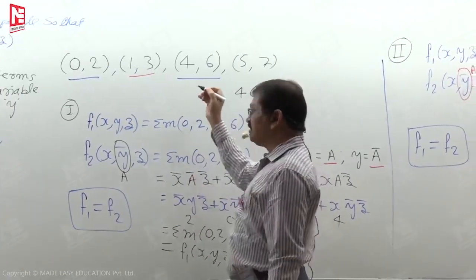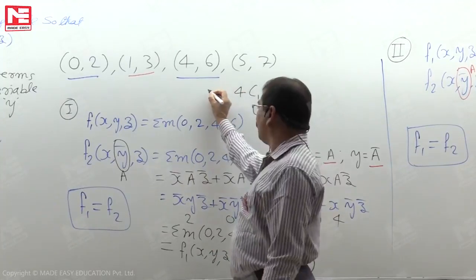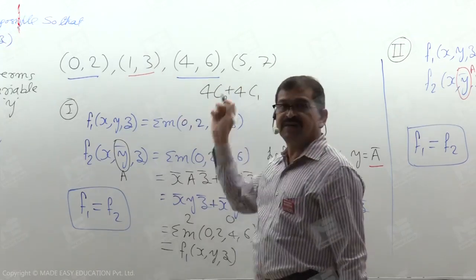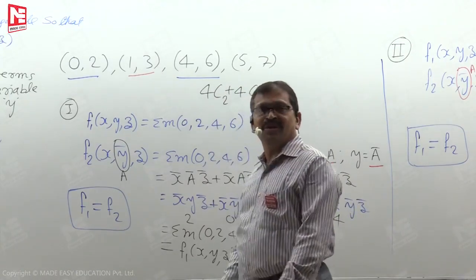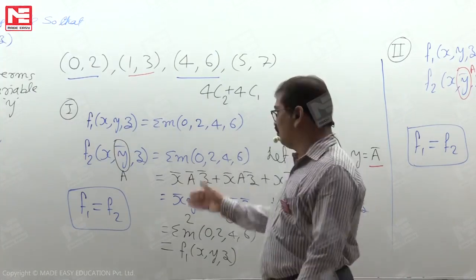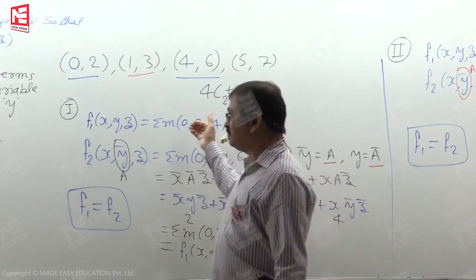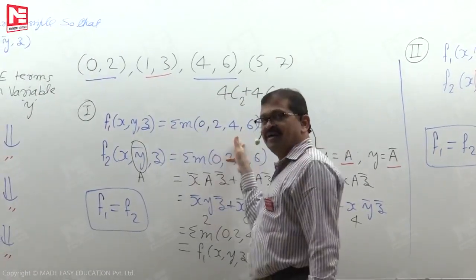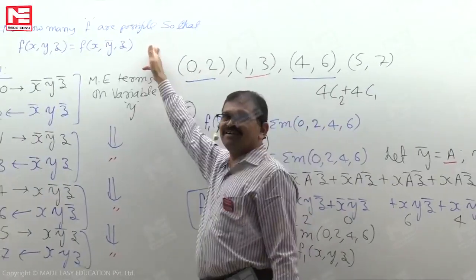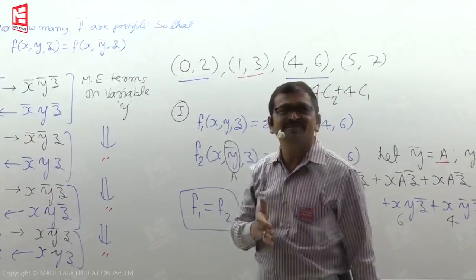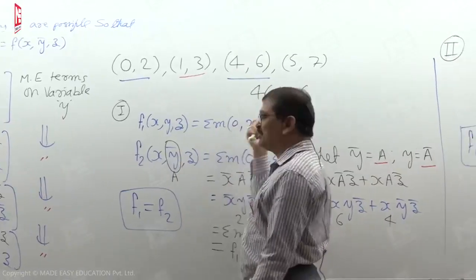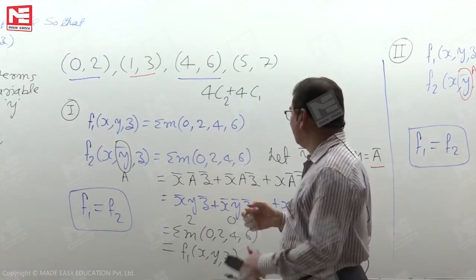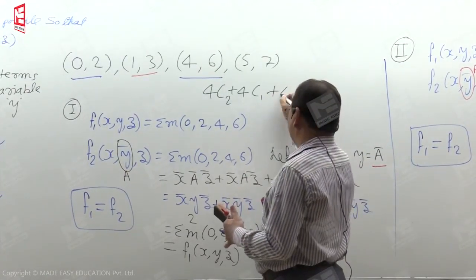So from our mathematics knowledge, out of 4 pairs, we are taking any two pairs as minterms. So in total, how many functions are possible with 4 minterms to satisfy this condition? The answer must be 4C2. Hence it is 4C2.